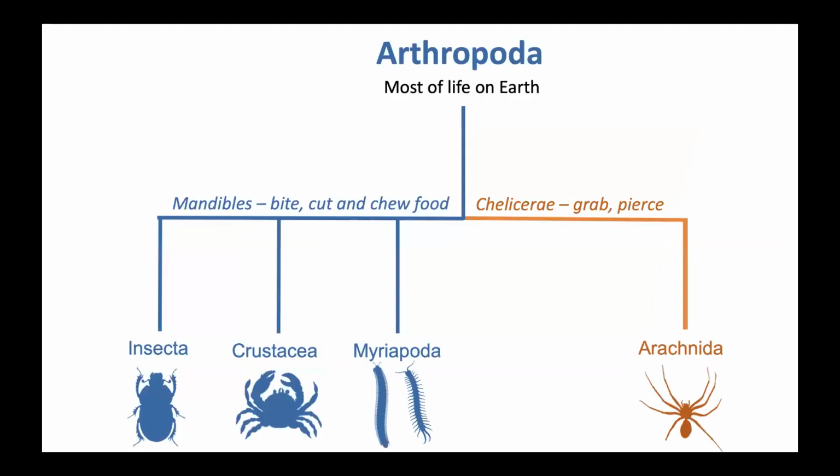Arthropoda is the phylum, and it's separated into those with mandibles, so those that bite and chew their food, and those that have chelicerae. In that category, we're going to simplify it, but we're going to put arachnids there. The arthropods I'm going to talk about are ones that we're going to see in a garden or around your home.